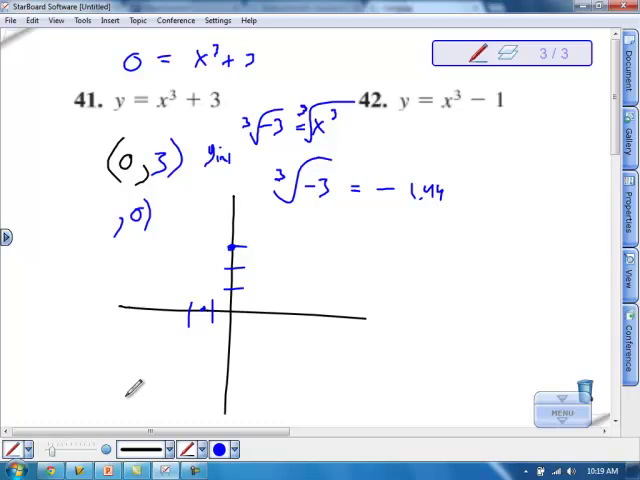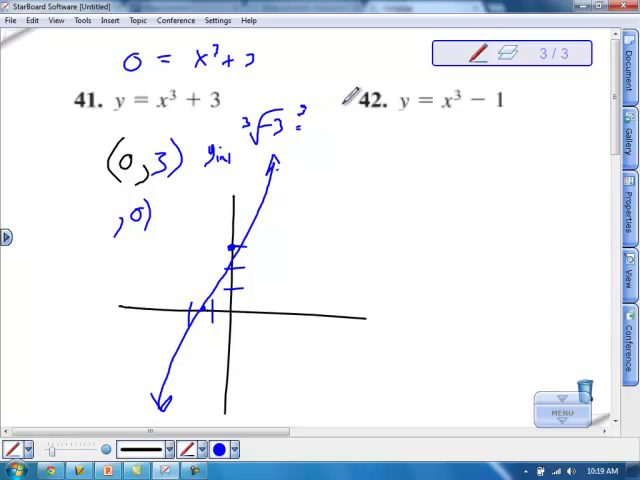So this function looks like this. Oh, that's pretty bad, actually. It looks more like that. Anyways, it does want us to sketch it, but first it wanted us to do the test to see if this function is symmetrical about the x-axis, the y-axis, or the origin.